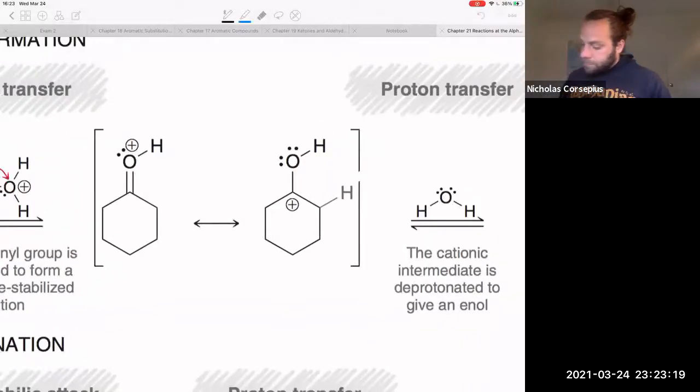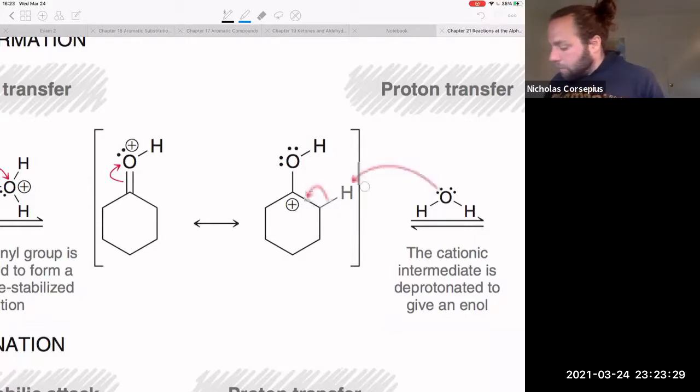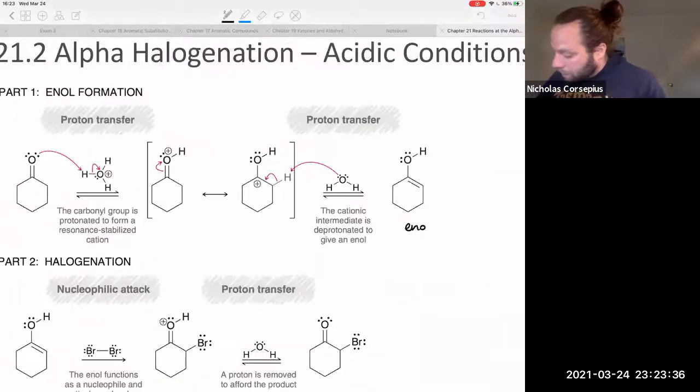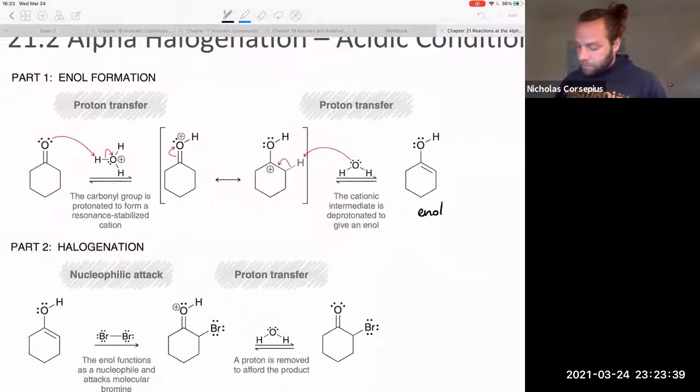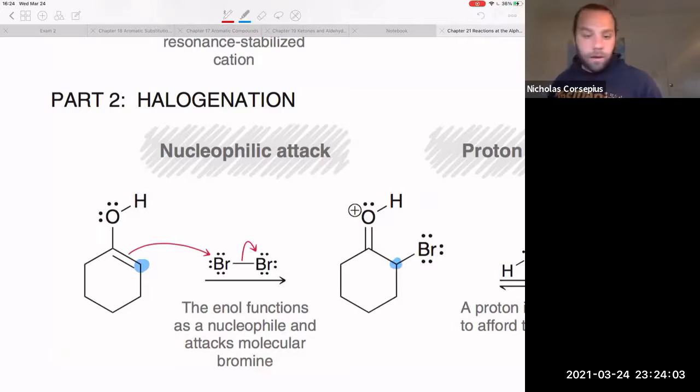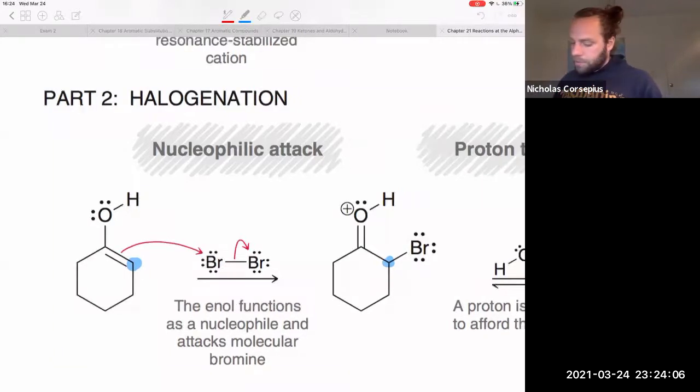almost. Through resonance, we can get our positive charge moved down to that carbon, and now water can accept that acidic hydrogen, forming our enol. So the enol is really the reactive species in this reaction. And again, we saw through resonance that the enol has a relatively nucleophilic alpha carbon. And so that's exactly what's going to happen here. We're going to see that pair of electrons in that pi bond play the role of the nucleophile attacking that bromine. Specifically though, notice how the bromine goes on the alpha carbon. It does not go on the carbonyl carbon, or what will be the carbonyl carbon.